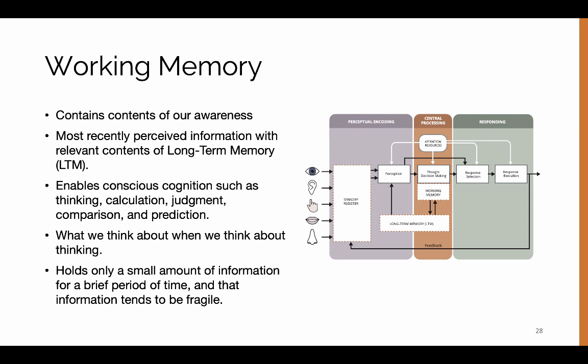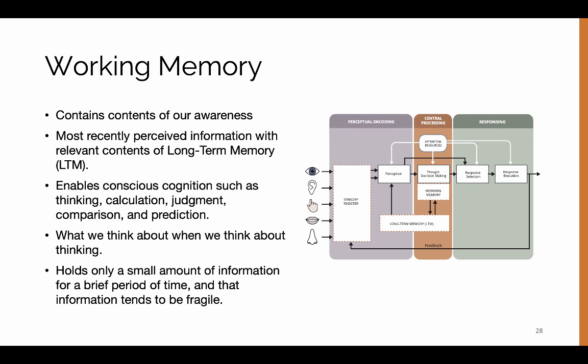And that working memory is pretty darn important. It enables us to think about things consciously, to make calculations, to make judgments, to compare things, to predict. It does an awful lot for us. Really, working memory is what we think about when we think about thinking. Typically, when we think about what we're doing when we're thinking, it's that kind of information that we can hold in mind and basically the contents of our awareness.